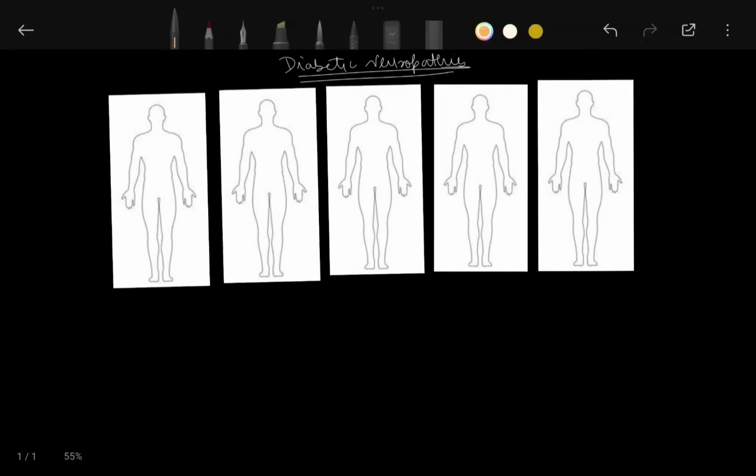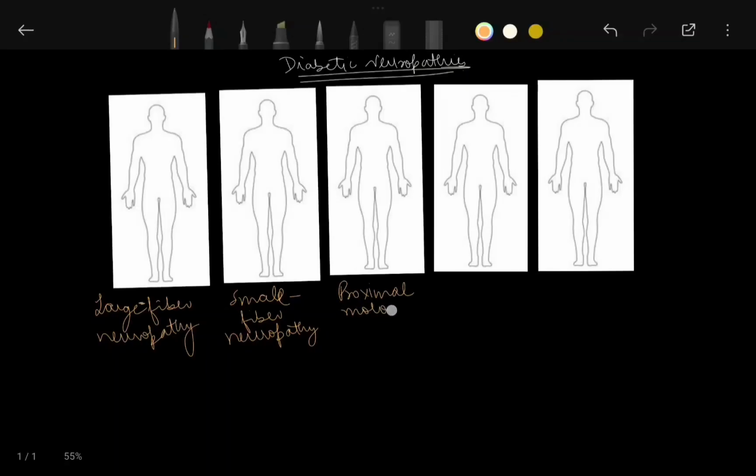Okay, next topic. Let's come to the different types of diabetic neuropathies. The first one is large fiber neuropathy. First of all, just remember the names. Then small fiber neuropathy, then proximal motor neuropathy, acute mononeuropathies, and entrapment.